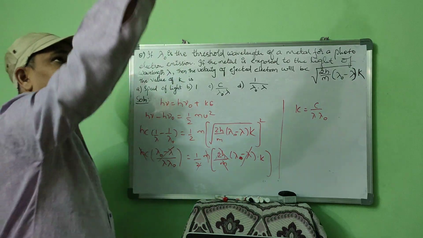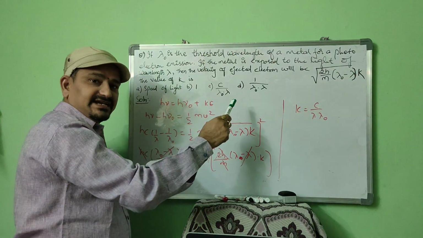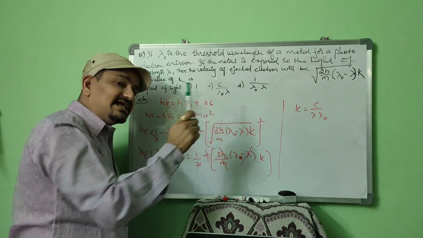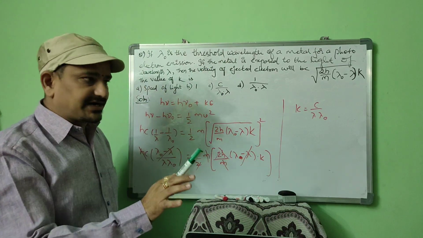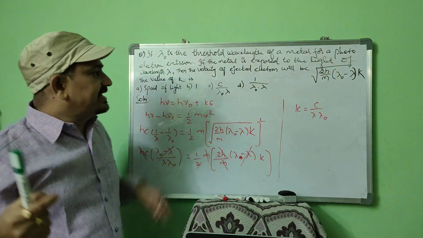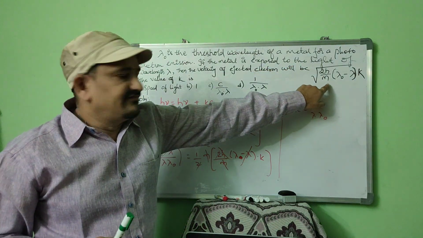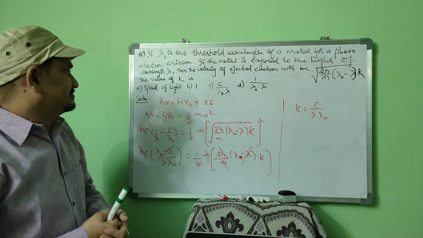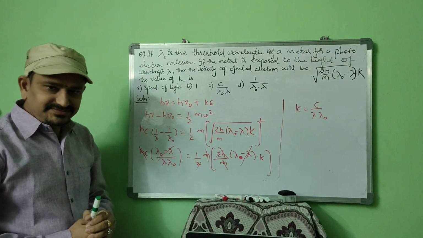Once again, a radiation is falling on this metal screen with wavelength lambda. The screen's threshold wavelength is lambda naught. To eject an electron, the velocity of the ejected electron is expressed in this way: v is equal to 2h by m into (lambda naught minus lambda) into k. Then what is k? These are the options given, right?